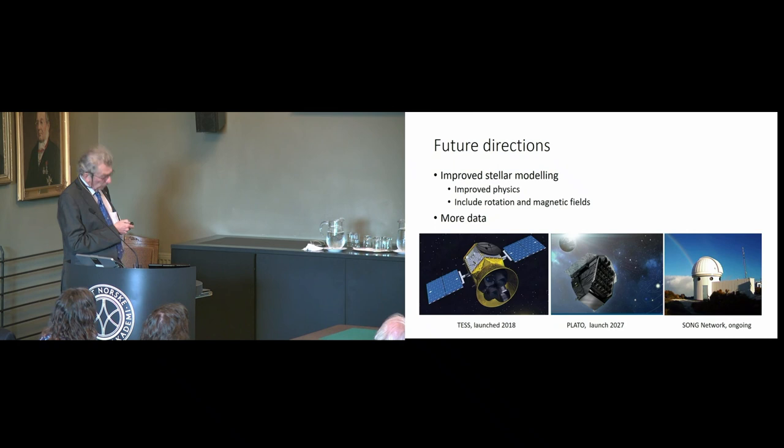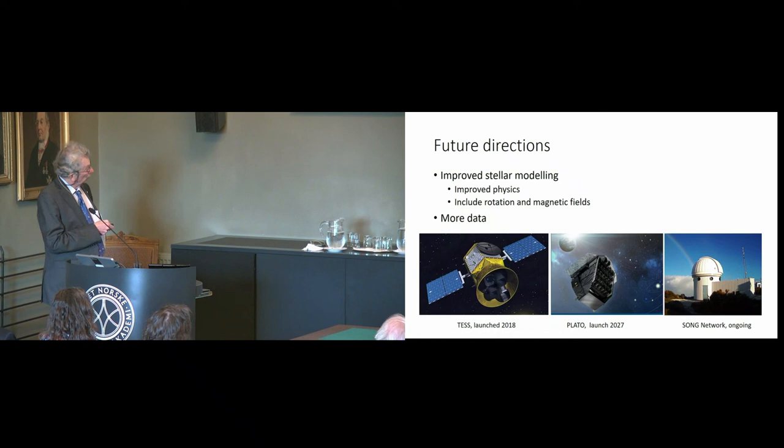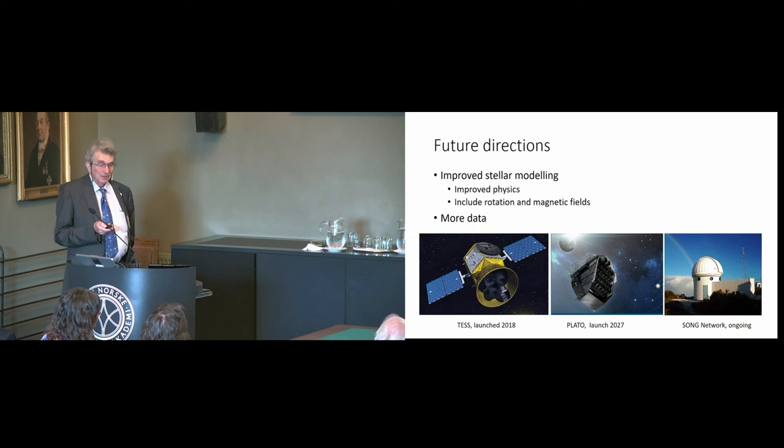We have data from the TESS satellite launched in 2018. We are going to get data from the ESA PLATO mission launched later in this decade. We are trying to set up a network of ground-based observatories to do this. And it's also clear that our understanding of stellar evolution is still very rudimentary, and we need to work very hard to try to understand this better.